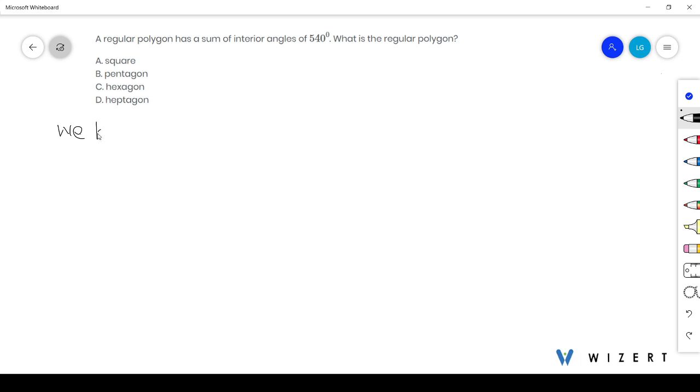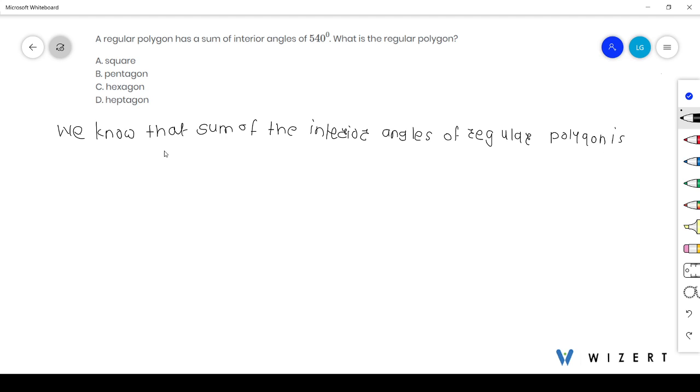We know that the sum of the interior angles of a regular polygon is given by n minus 2 into 180.